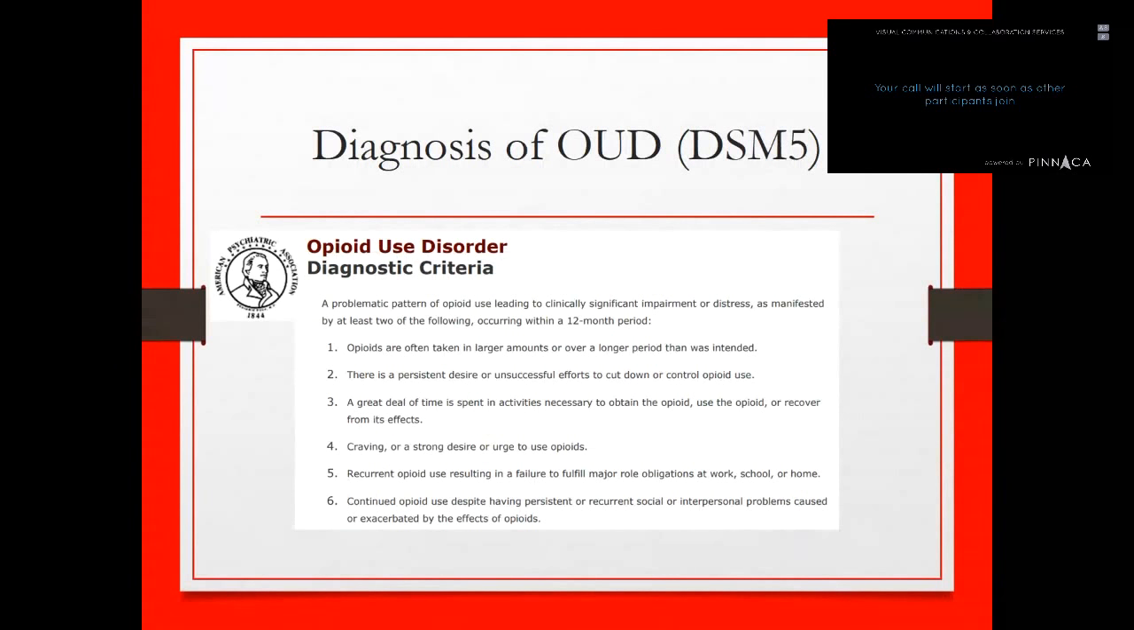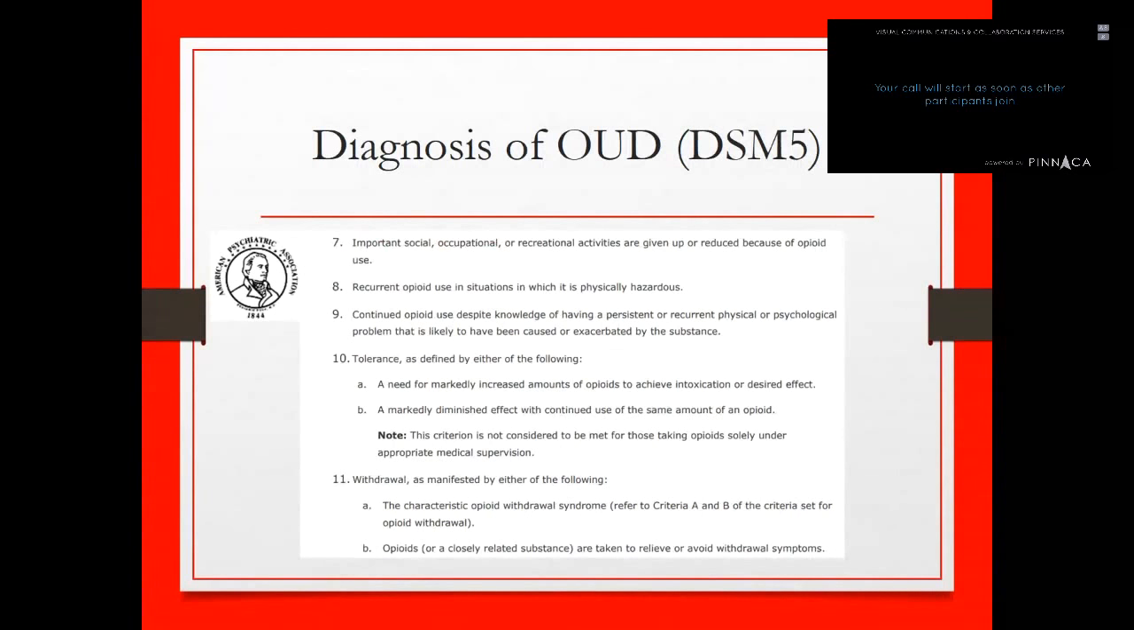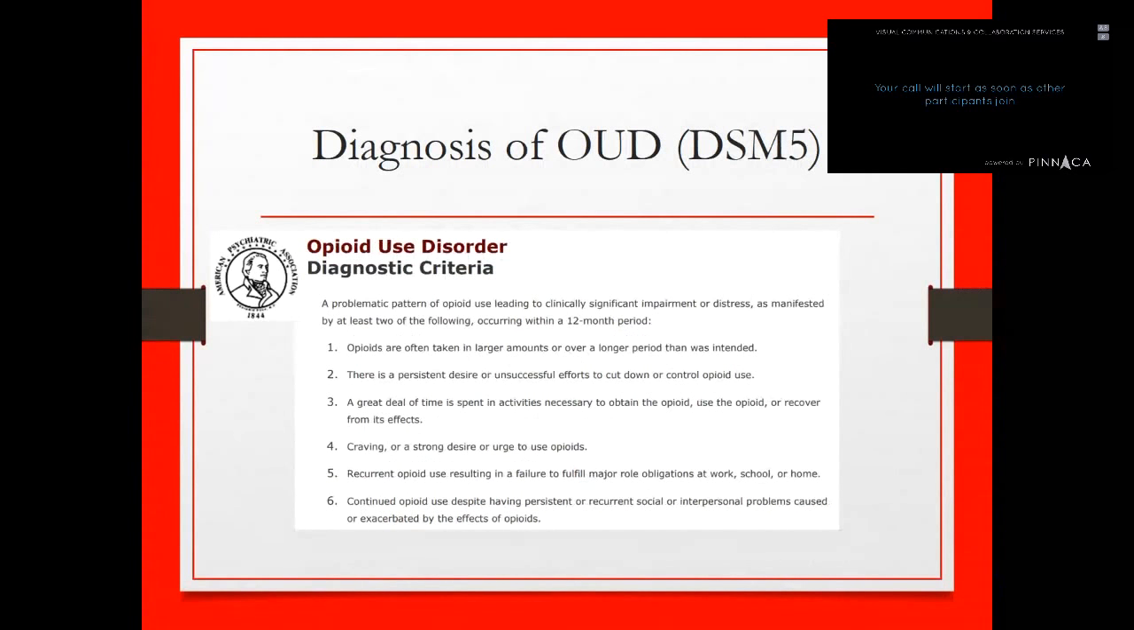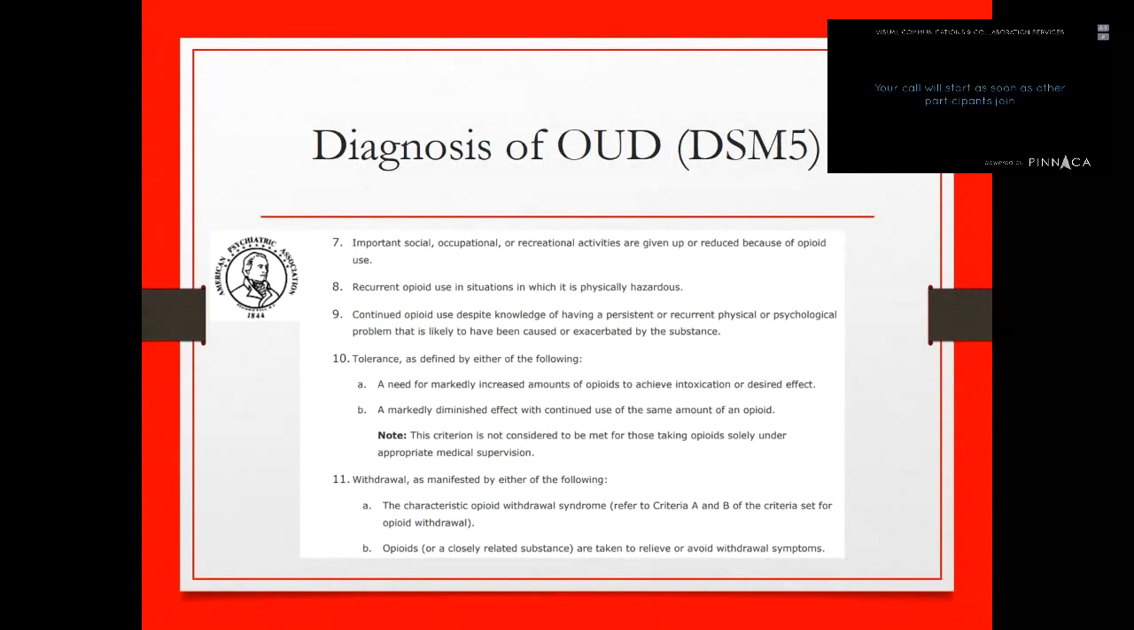that they're spending a lot of time trying to get opioids, that they're not fulfilling major role obligations, that they have physical problems that are exacerbated by their opioid use, that they're having interpersonal problems or engaging in risky behaviors because of their opioid use. Also, tolerance and withdrawal are characteristic of all drug dependence. These 2 criteria, number 10 and 11, can't be applied to patients who are receiving chronic opioid analgesics as a prescription, because we expect people will develop tolerance and withdrawal.